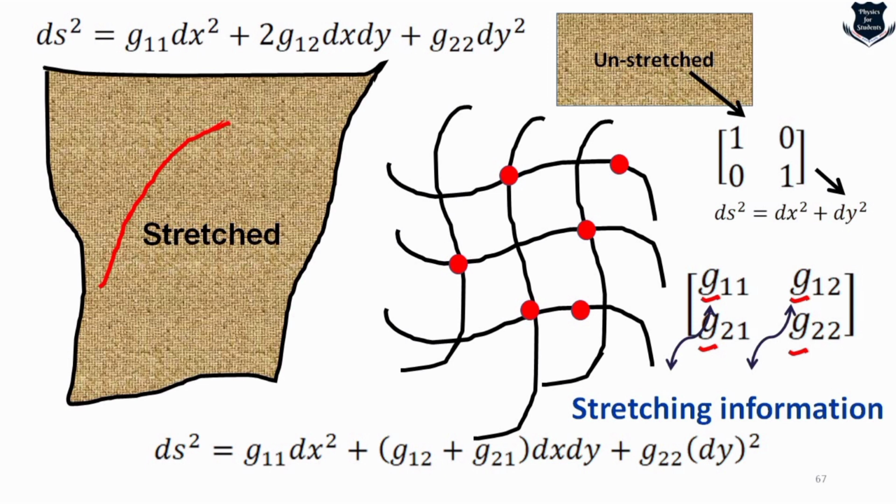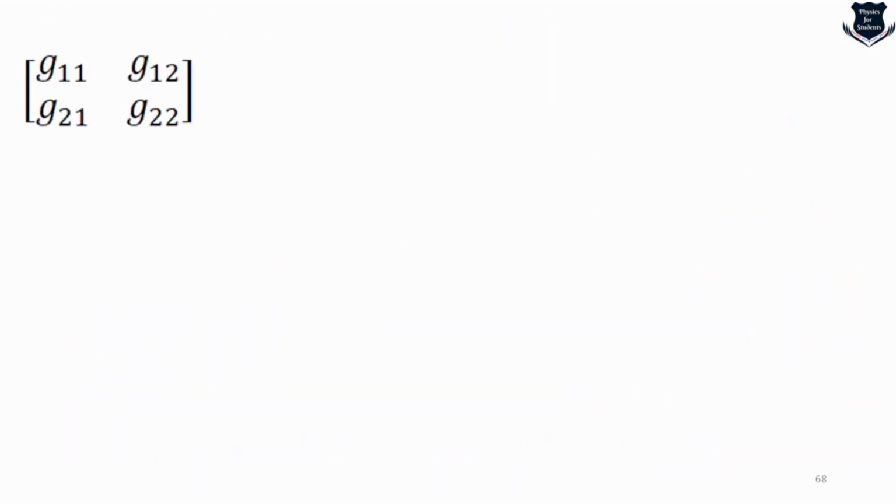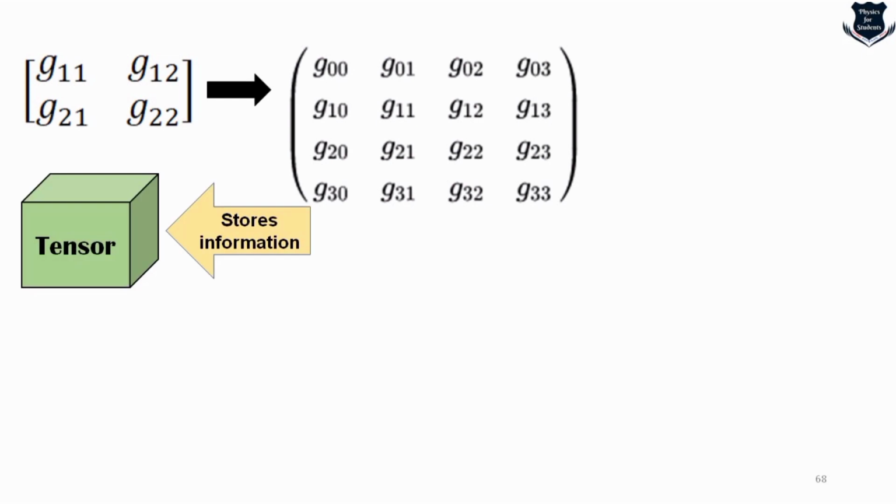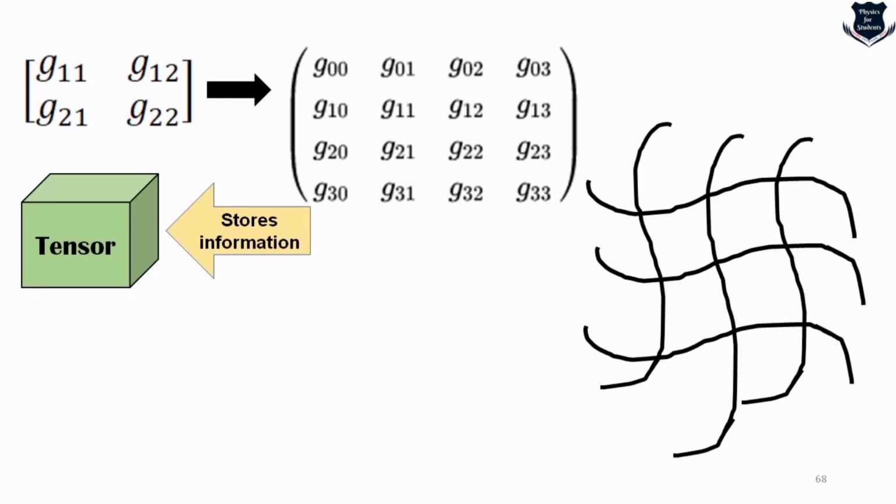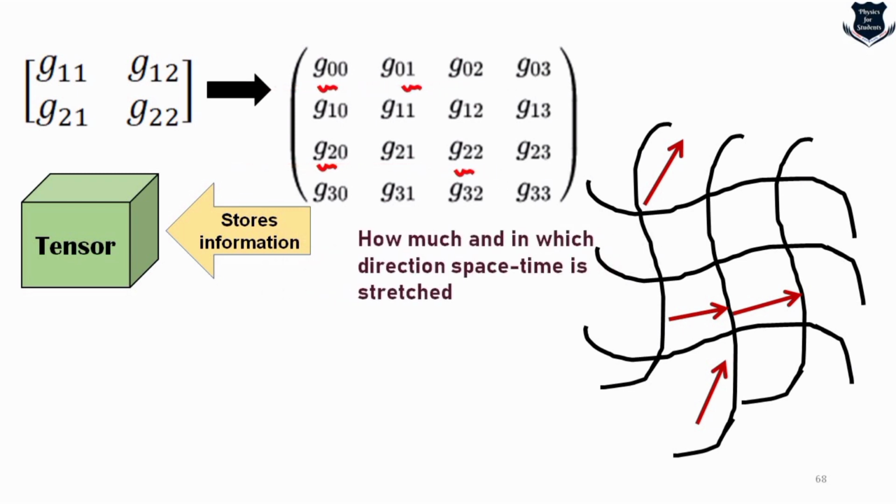But whenever we are dealing with stretched information, or a stretched plane, then this information stretches, right? So G actually comprises the stretching information. So this one is expanded into this. This tensor actually stores all the information required for these coordinates in order to measure those purple lines or the distances, right? And this is how much, and in which direction, space-time is stretched. That is the measure of the metric tensor.